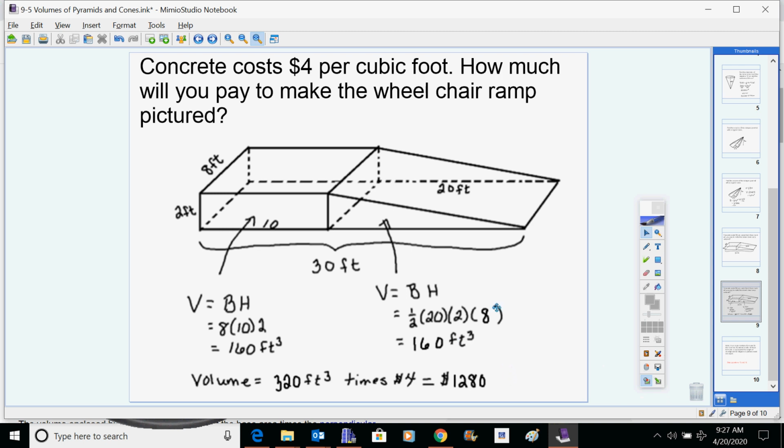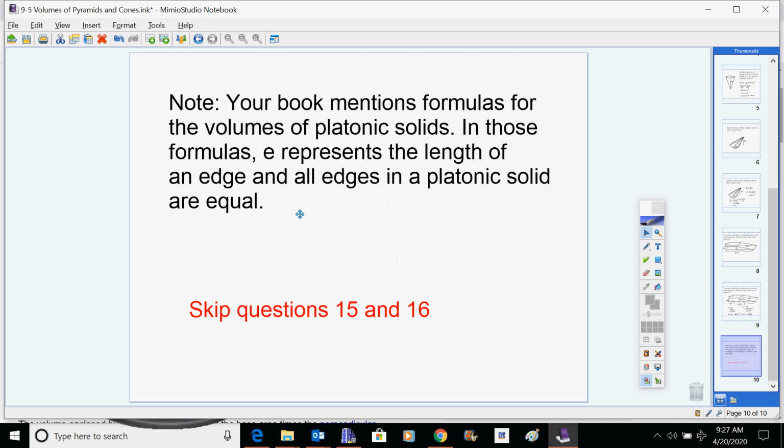Now there is another little topic that is mentioned in your book that is talking about the volume of platonic solids. I'm just choosing to do a glaze over on that. When you look at it, E represents the length of the edges, and I'm going to have you skip those questions. I did not choose to include it on your test, but for those of you that want to stretch yourself a little bit and do those 2 questions, go for it. But I didn't include them on the quiz or the test, so we don't really have to deal with that very much.